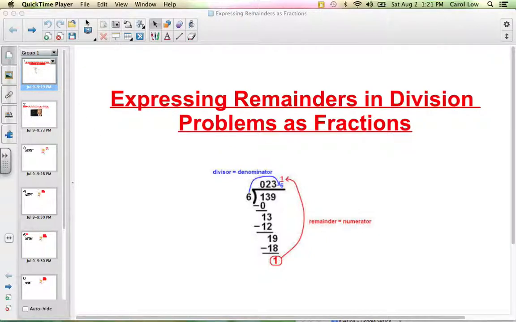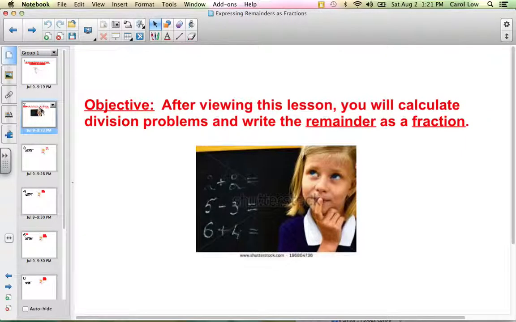Hello, today we are looking at expressing remainders in division problems as fractions. Something a little bit new for most of you. Our objective is, after viewing this lesson, you will calculate or solve division problems and write the remainder as a fraction. So we're going to start off with some together.